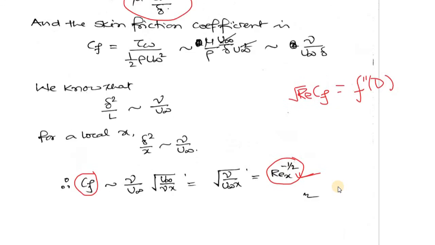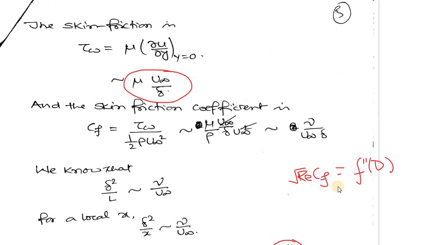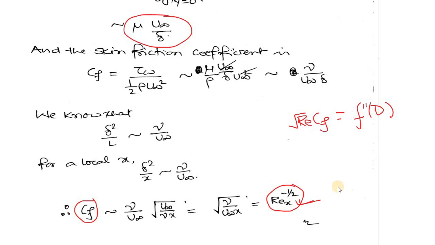So this completes our analysis of order of magnitude. We will discuss the solution of this boundary layer equation in the next lecture.